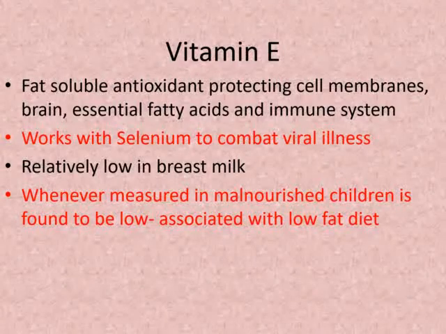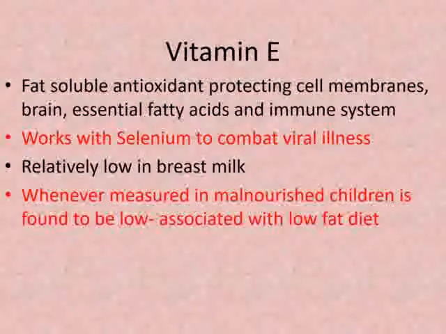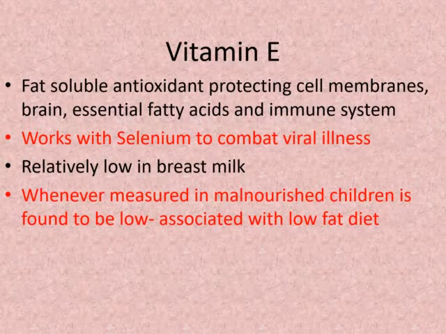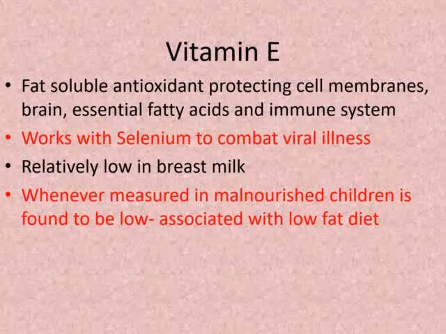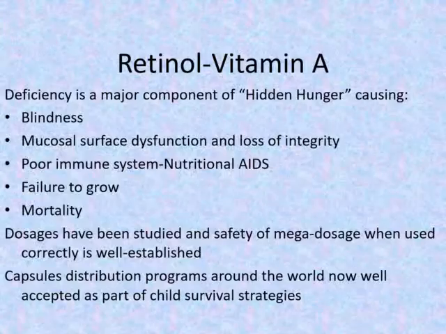Vitamin E, a fat-soluble antioxidant, protects cell membranes, brain, essential fatty acids, and the immune system. It works with selenium to combat viral illnesses. It is relatively low in breast milk, and whenever it's been measured in malnourished children, it is found to be low, associated with a low-fat diet.